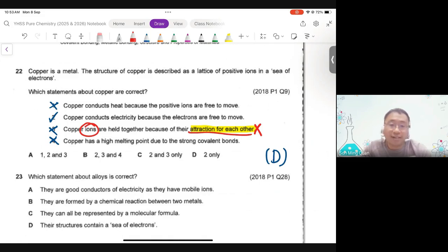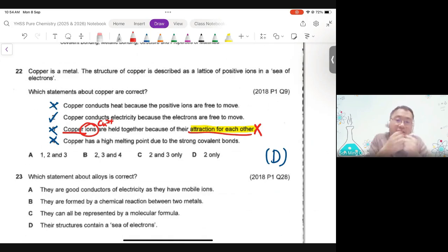Are the ions attracted to each other? You got to ask yourself that. Think about it. What is the ion formed by copper? This is Cu2+, you know. These are cation ions with a positive charge. Do positive ions attract each other? Does Cu2+ attract Cu2+?